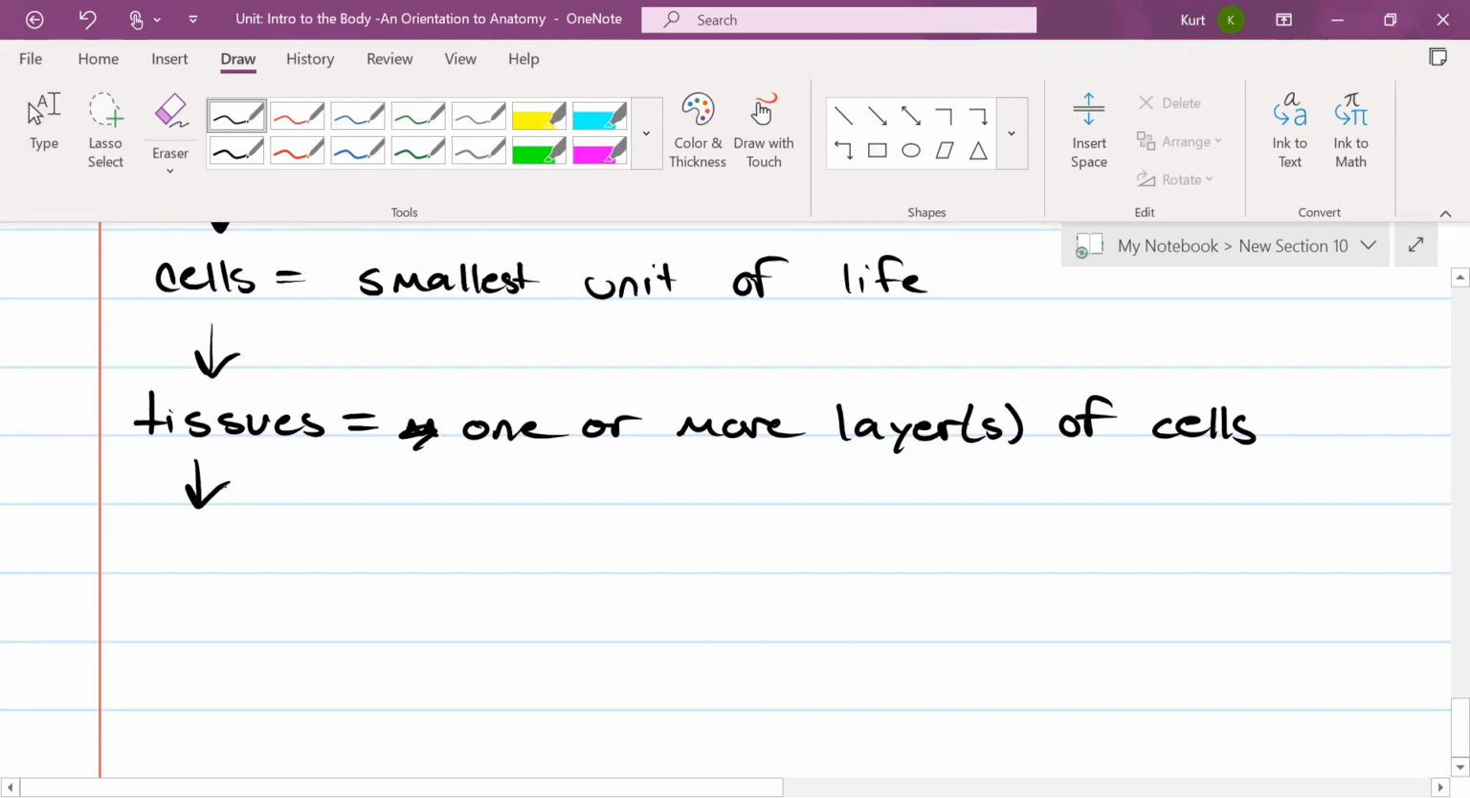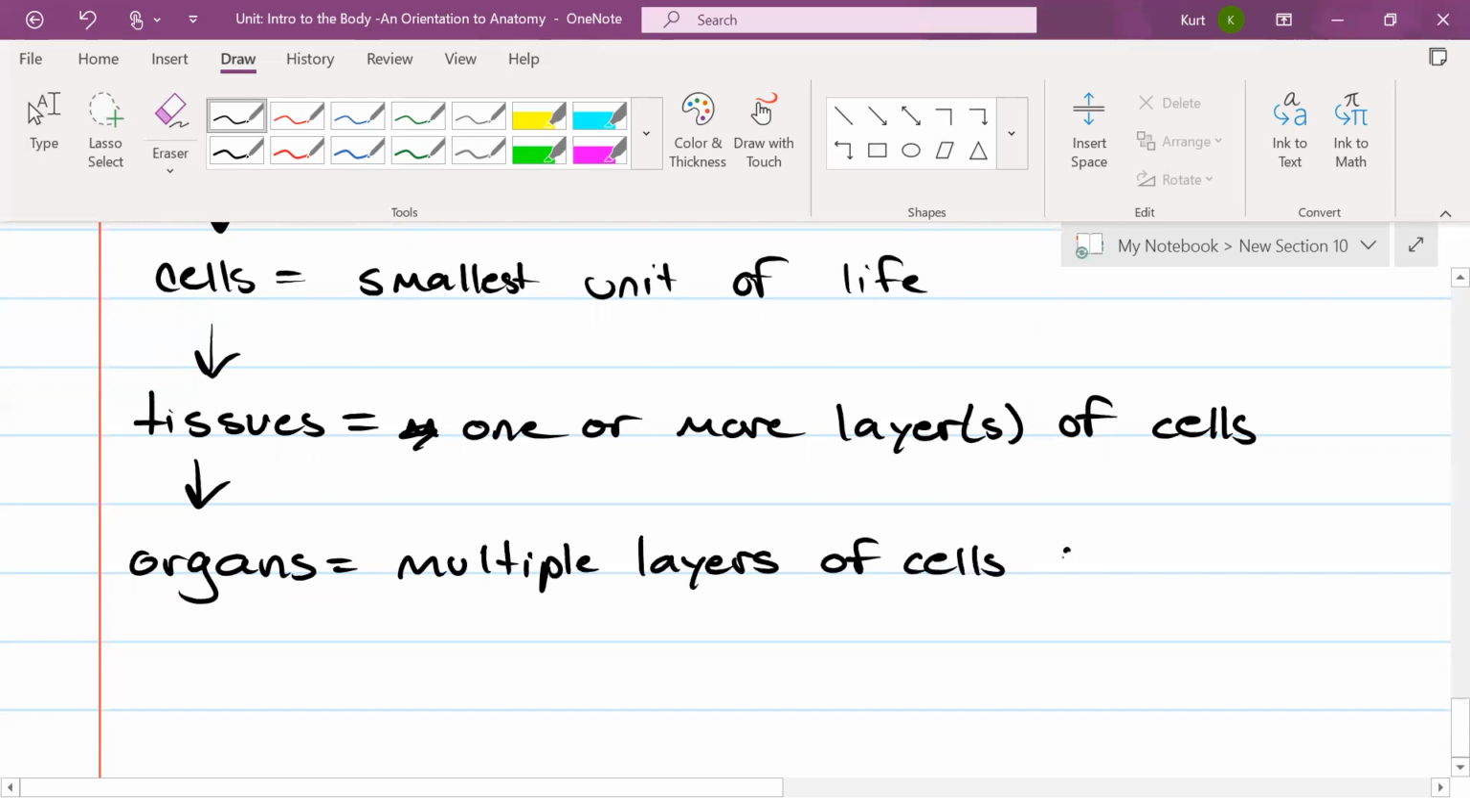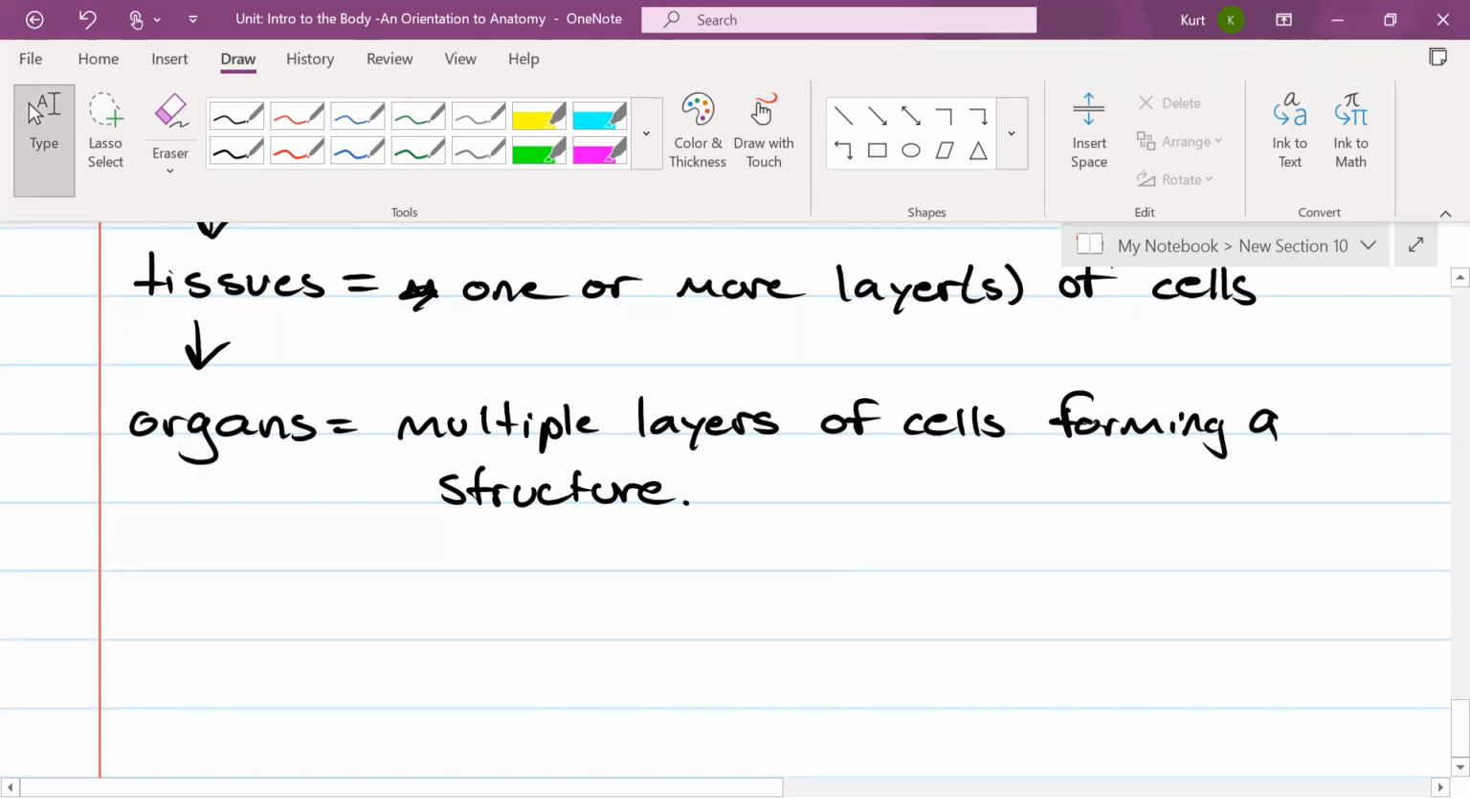Multiple layers of tissues form what structures in your body? What's the next one? Stomach, lungs, organs. Oops, I meant to say multiple layers of tissue, excuse me. Multiple layers of tissue.